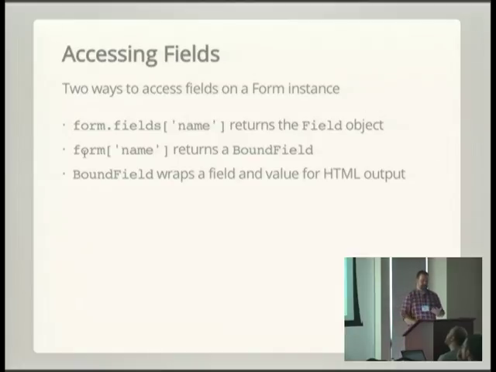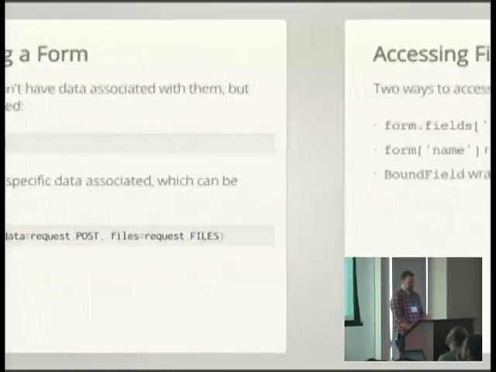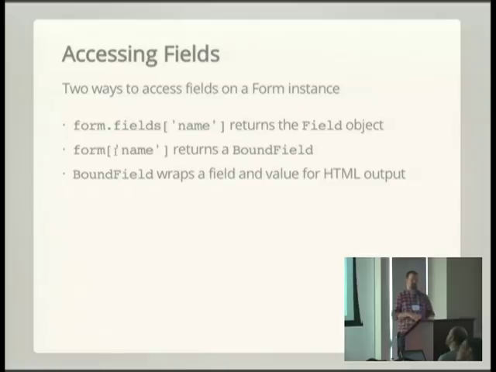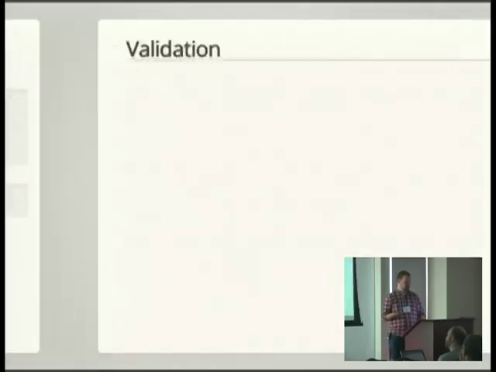So you get two slightly different things back here. You get a field back. In this case, that field is exactly what you defined right here, so it has the properties you have in CharField. If you use square bracket notation, you get a bound field. The bound field just maps it, and that provides some HTML output and some helpers that I'll show you in a moment. Forms can have initial data you can pass in. I think this makes sense. This is just a dictionary, and that's going to be used as a starting point for your form.